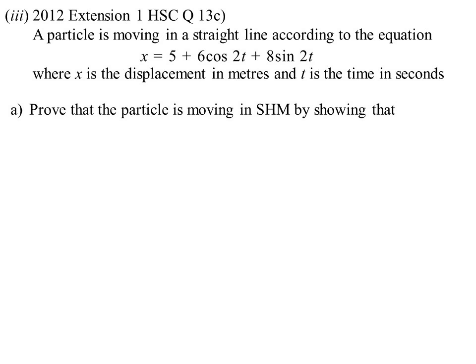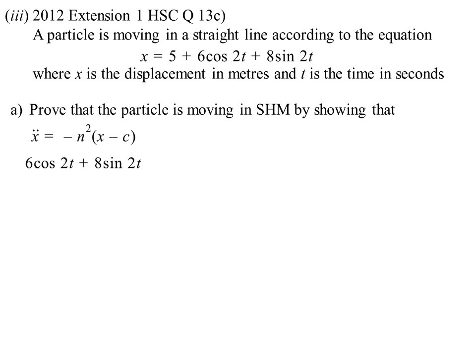This one was quite nice actually, because a particle is moving in a straight line according to this equation. Prove it's simple harmonic motion. And they even told you, oh look, show it's this: acceleration equals minus n squared times x. There might be some shift, but at the end of the day it's still minus n squared times x. Okay, it's got some constant as well.